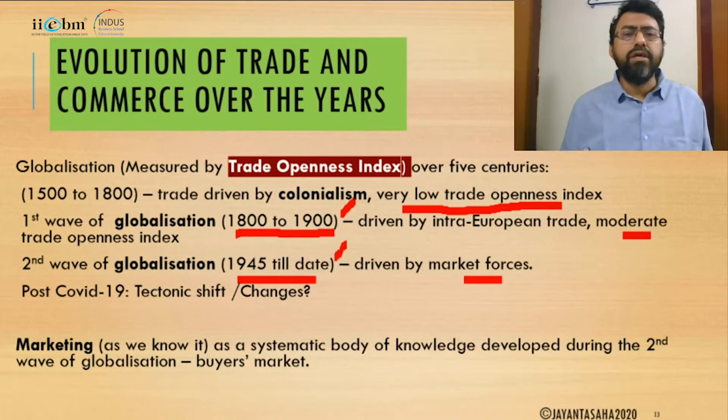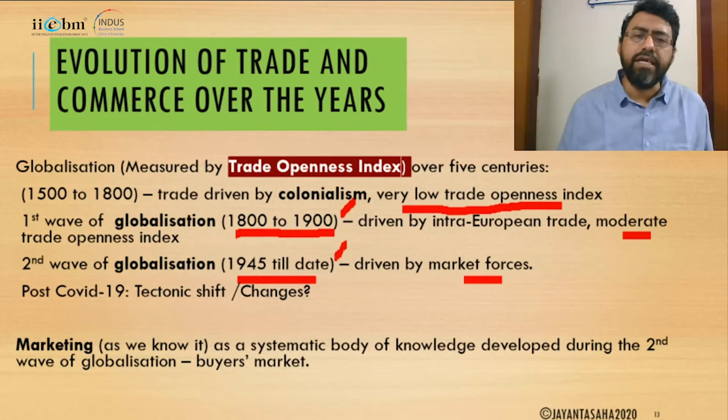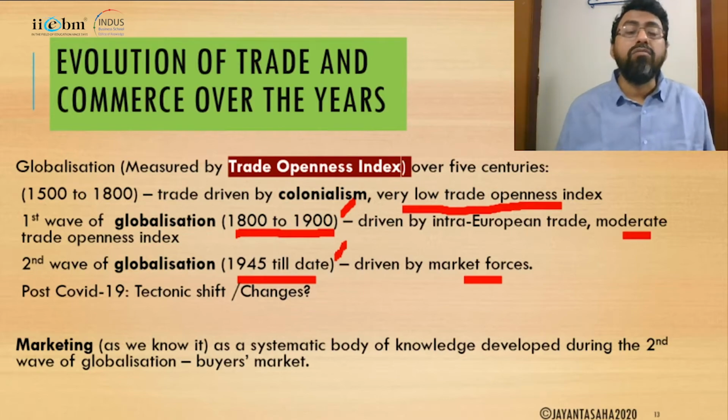COVID-19 has been an event that people have not seen since 1918, when there was a Spanish flu pandemic. So after 100 years, the world has seen a major tectonic shift or a major change in paradigm. Now, it is estimated that crores of people in big economies like India or USA have lost their jobs.